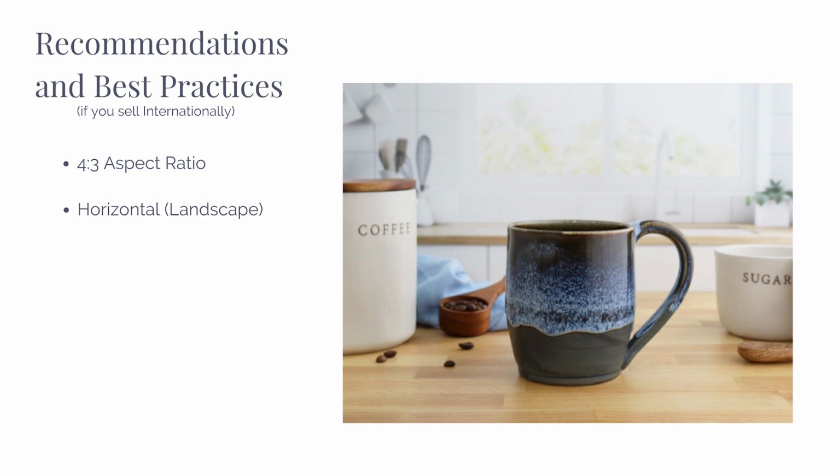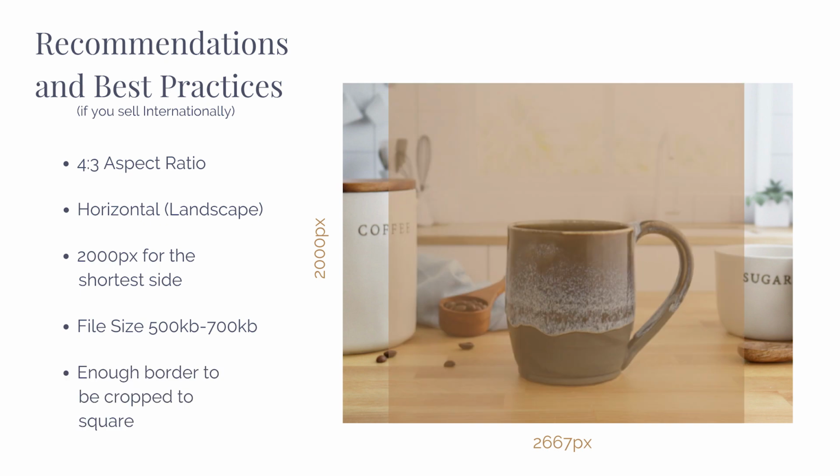I always recommend picking up your smartphone and turning it horizontally to shoot. I follow Etsy's pixel dimension recommendations of 2000 on the shortest side. So at an aspect ratio of 4:3, that would be 2,667 by 2,000 pixels. I recommend a file size between 500 and 700 kilobytes. And of course, you want to make sure your product doesn't get cut out of that square crop on your shop homepage on mobile. So watch how tight you frame your product.